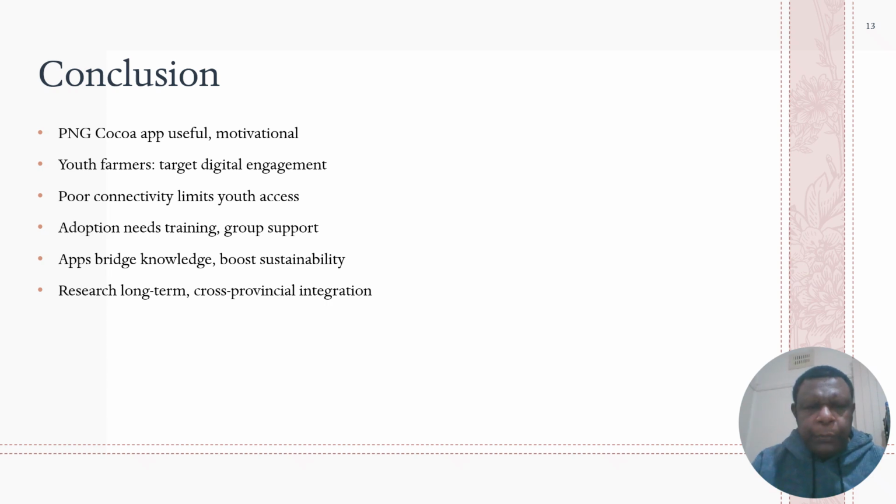Finally, for the conclusion: the PNG Cocoa app is identified as motivational. Youth farmers target digital engagement. Poor connectivity limits youth access. Adoption needs training and group support. Apps bring knowledge and boost sustainability. In terms of future long-term research, cross-professional integration is needed. These are the conclusion and main points derived from this research.